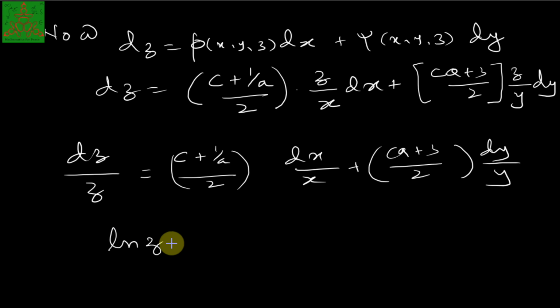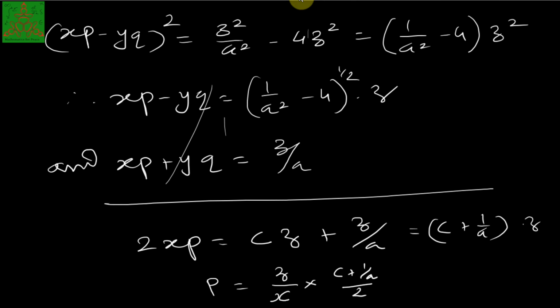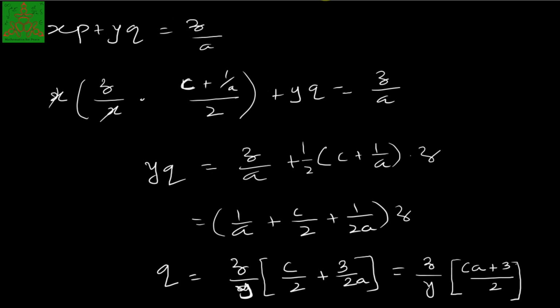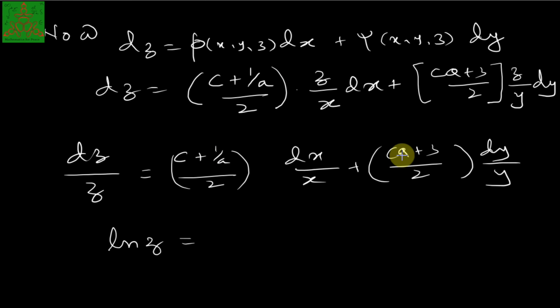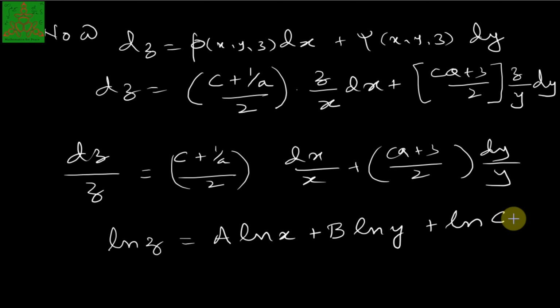Integrating both sides, this is ln z. Just observe that c is also a function of a, because that is the value of c we have put here. So c and a, both of them are functions of a here also. So I'll say this constant is some function of c and a, let's say a times ln x, and this is also ultimately one constant. We say it is b ln y plus some other constant ln c1.